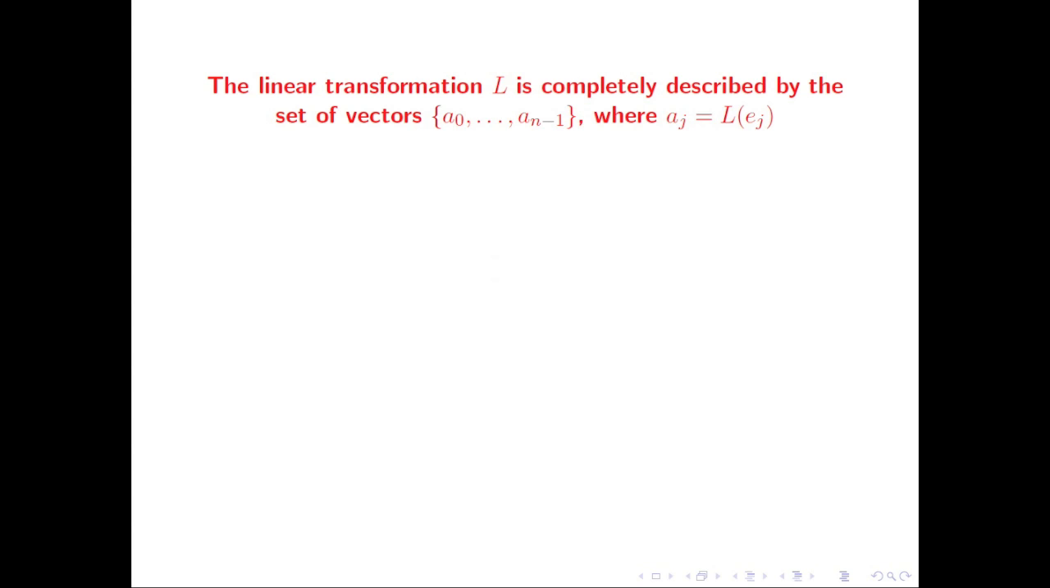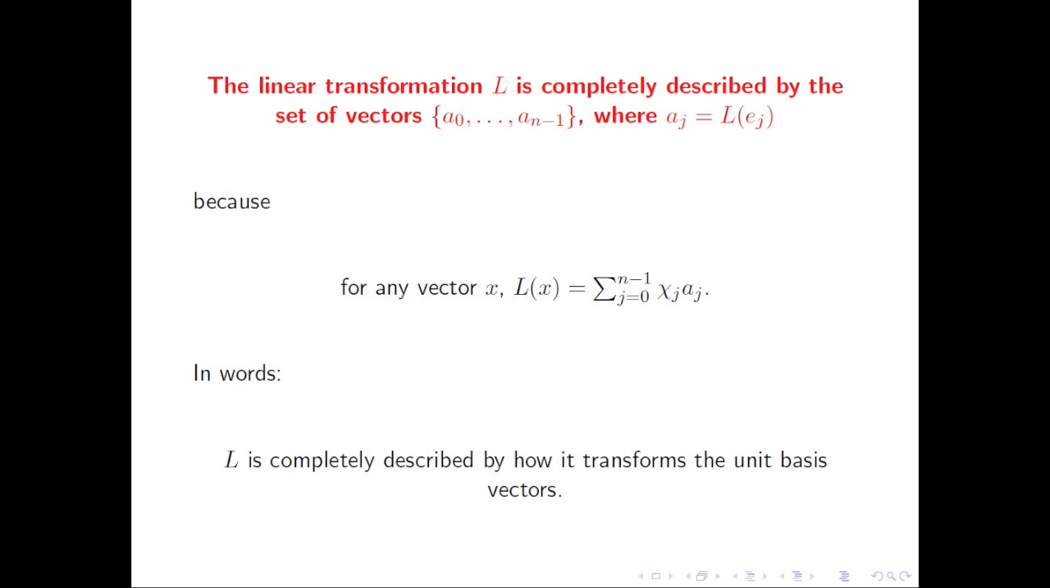This is huge. The linear combination is completely described by the n vectors A sub j, where A sub j is the vector that results from transforming the jth unit basis vector. L of x equals the sum of chi sub j times the vector A sub j. In other words, L is completely described by how it transforms the unit basis vectors.